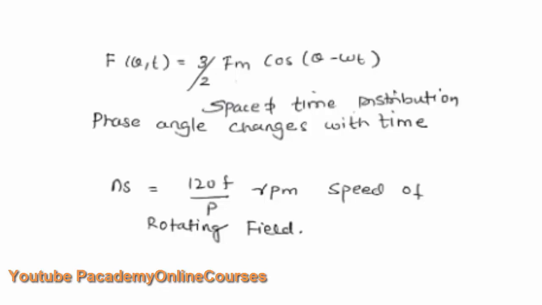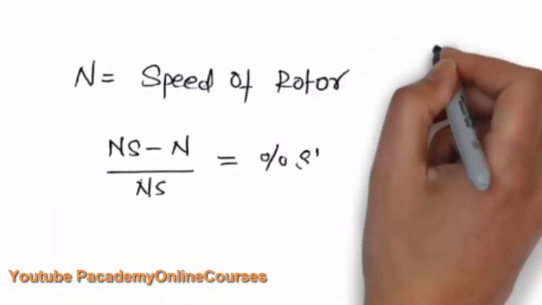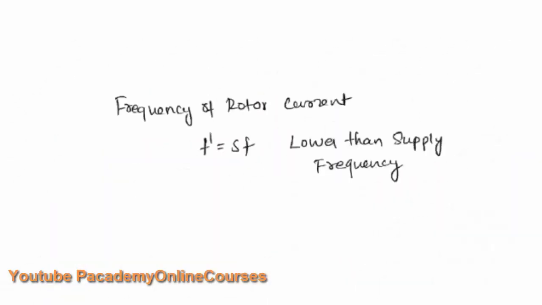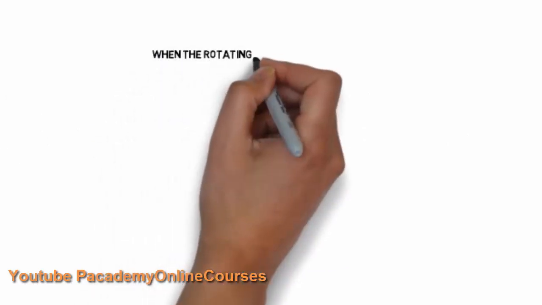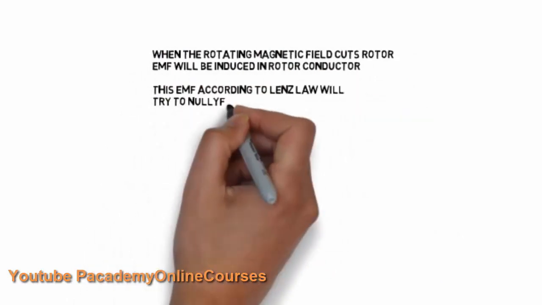So it will be a rotating MMF, and the speed of rotation of this MMF or field, the synchronous speed, is given by 120 F by P. Also, the frequency of the rotor current will always be less than the supply frequency by a margin of slip. Slip is the synchronous speed minus the rotor speed, divided by the synchronous speed, into 100.